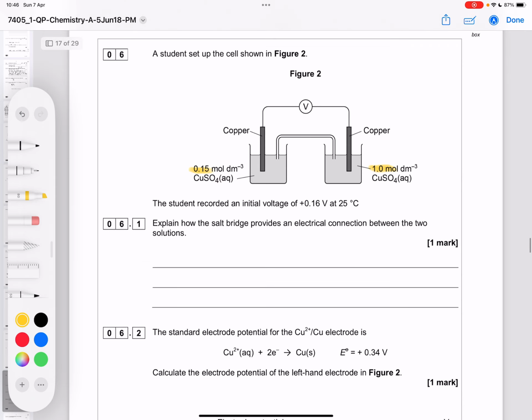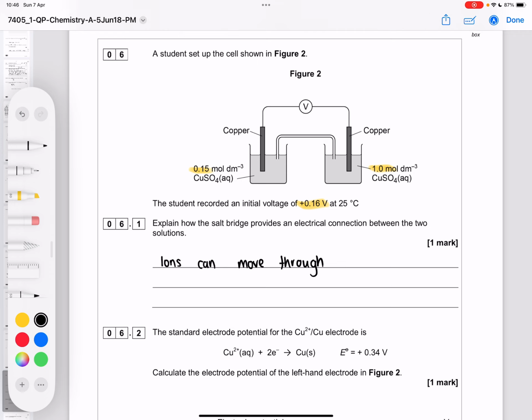We're getting a voltage of 0.16 volts, and then it asks us to explain how the salt bridge provides an electrical connection between the solutions. And we need to be clear that the salt bridge completes that circuit because it allows transfer of ions. There are ions free to move through it. So wires complete the circuit by allowing electrons to move, and the salt bridge completes the circuit by allowing ions to move through.